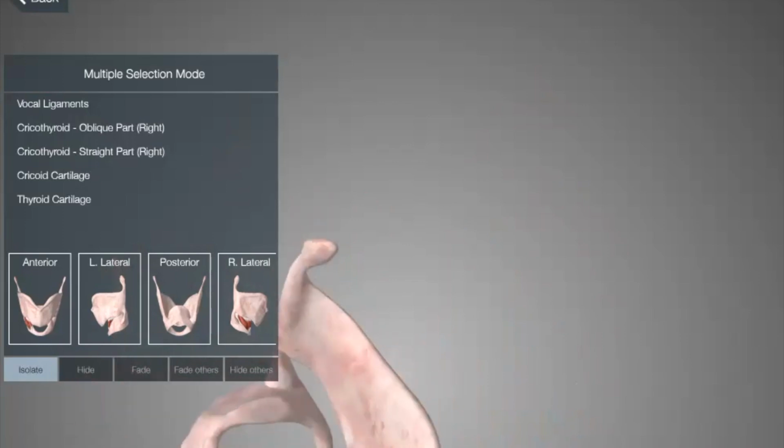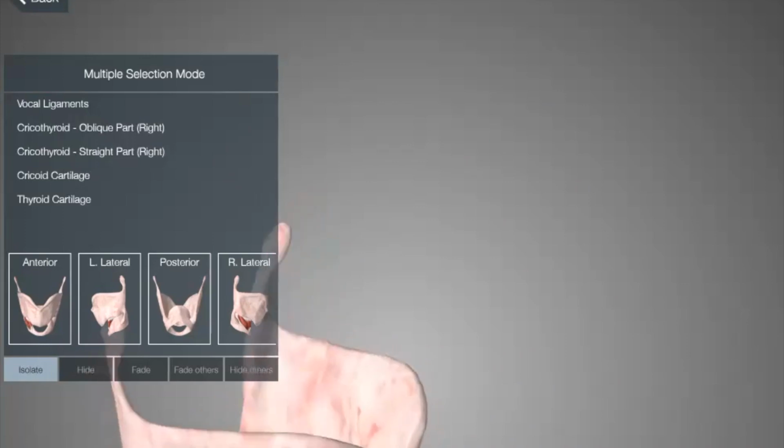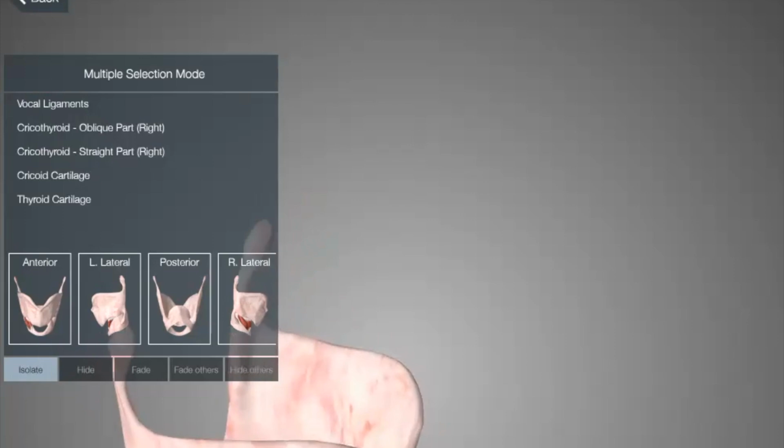It causes those to be tense. It causes the rima glottidis, which is the slit between them, to become smaller, creating a higher pitch. If they relax, sorry, if they contract, yes, they become shorter.